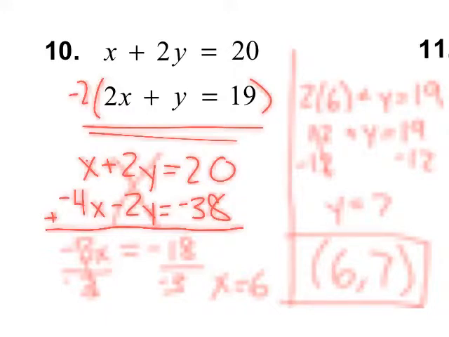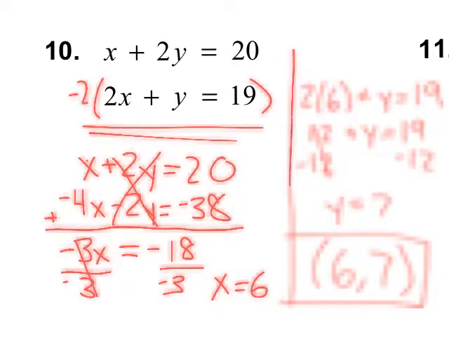So x and negative 4x makes negative 3x. 2y and negative 2y eliminate. 20 and negative 38 makes negative 18. Then I just have to solve what's left. So I divide by negative 3, and I end up with x equals 6. So there's half of my answer.